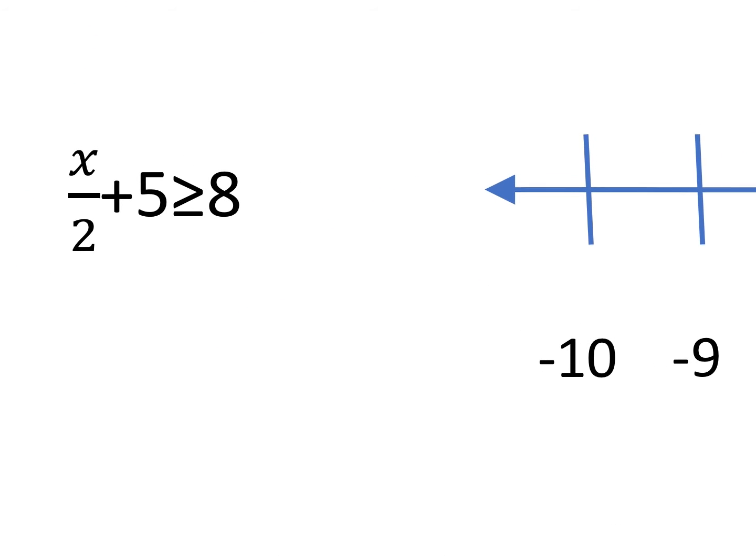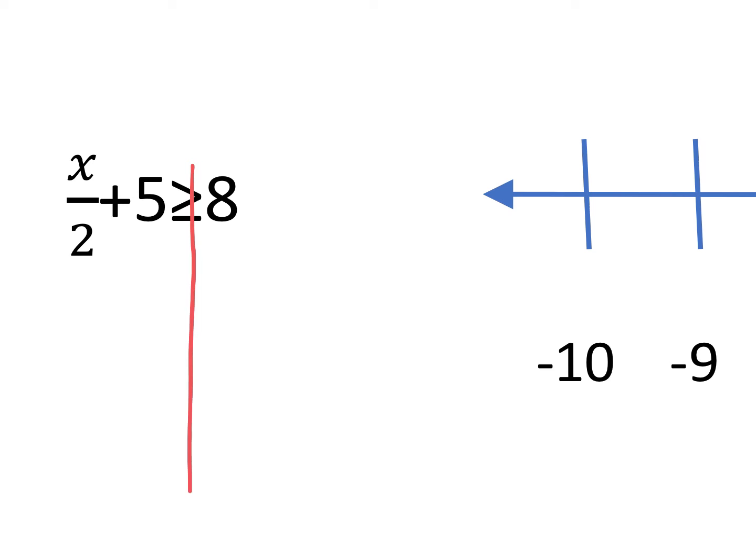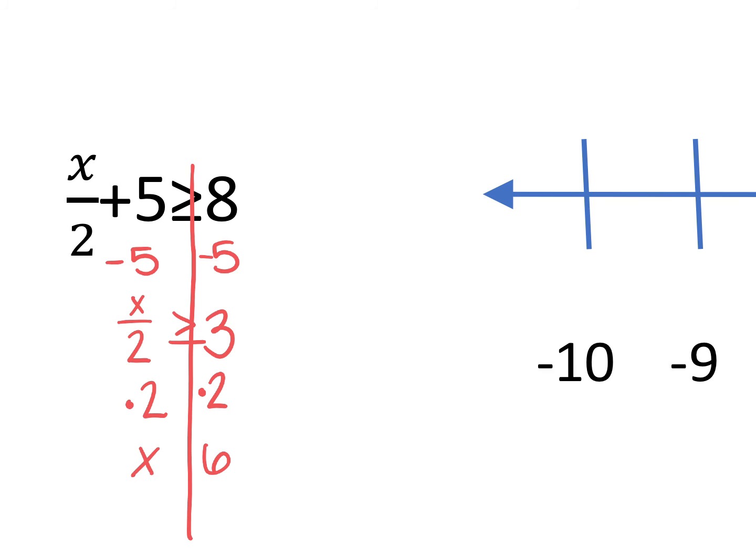For our last one here, again, we're trying to get the x by itself. We're going to undo any addition or subtraction first. So we're going to get rid of the plus 5 by subtracting 5 on both sides. Gives me a 3 on the right-hand side and x over 2 on the left-hand side. x over 2 means x divided by 2, so the inverse or opposite of that is to multiply by 2 on both sides. When we do that, we get 6 on the right-hand side. x is all that's left on the left-hand side, so we've got x is less than or equal to 6.